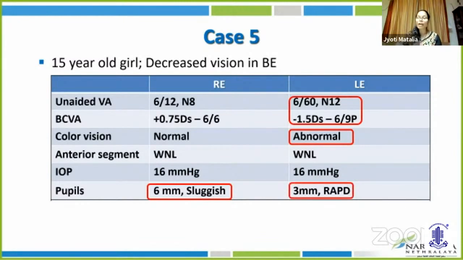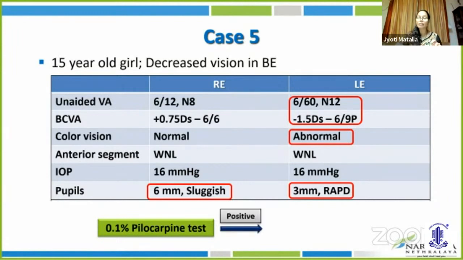Now, before I move on, I want to show how you should be doing an RAPD testing in a patient who has a tonic pupil in one eye. Prior to that, we did a 0.1% pilocarpine test in this patient in the right eye, and it turned out to be positive, confirming the tonic pupil.